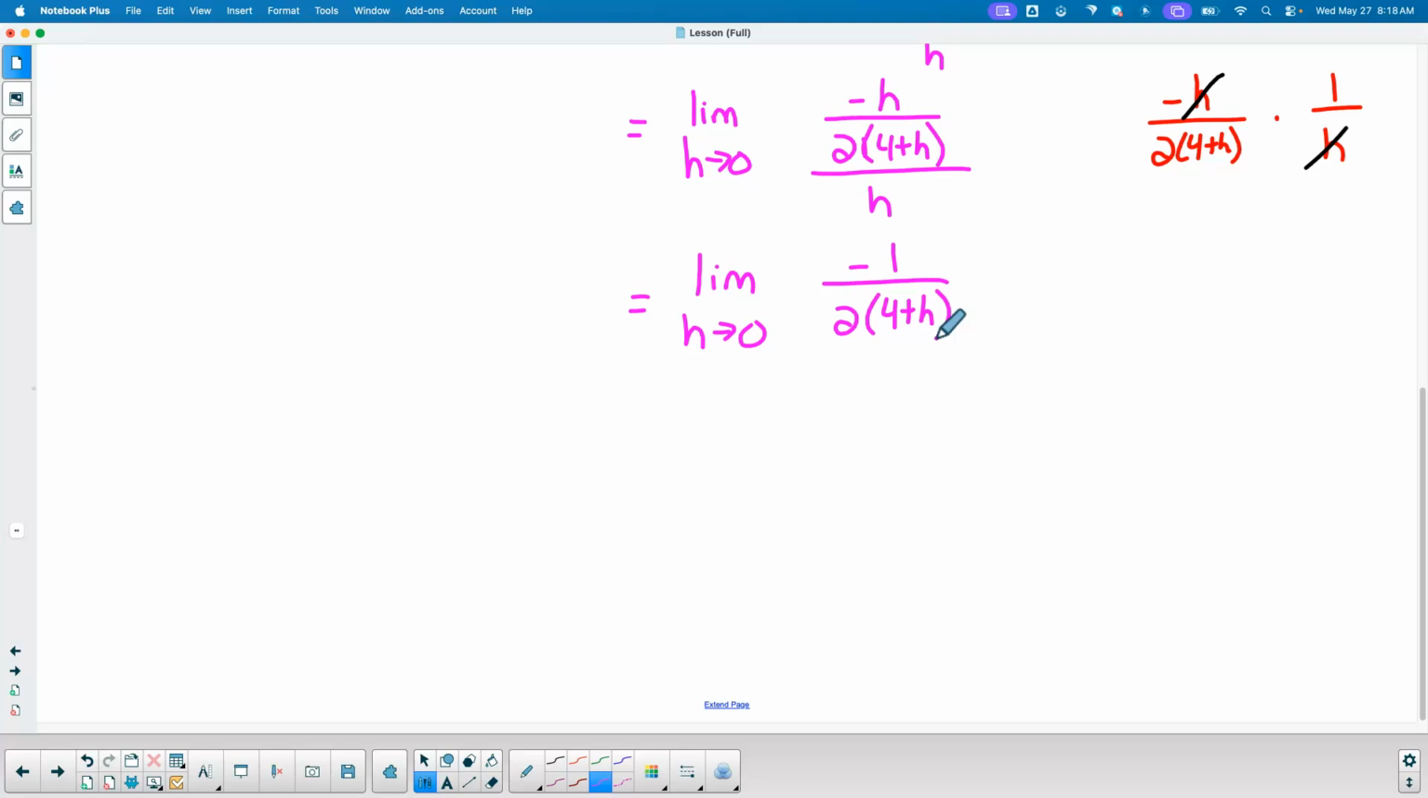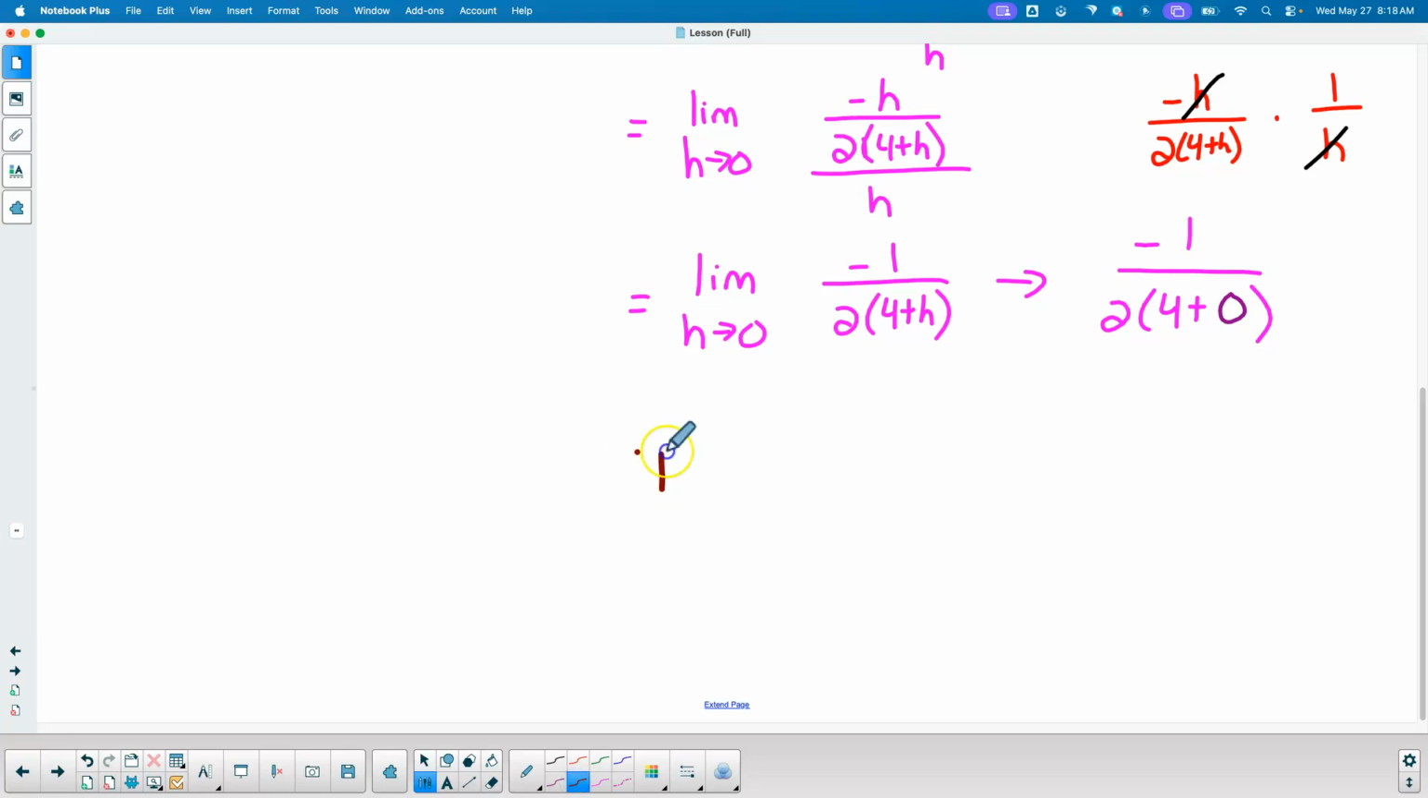You look quizzical about your own answer. What would happen if I would send h to 0? Would I get 0 down there? No, right? So can I send h to 0? Yes, I can, because it's not being multiplied by h on the bottom. So this would become negative 1 over 2 times 4 plus 0. 4 plus 0 is 4 times 2 is 8.